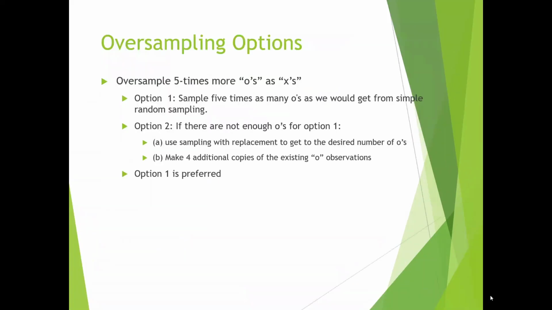Now, there is another way of oversampling, that would be to replicate the zeros and the ones, as many times as you need to achieve the same proportions like what we did before.